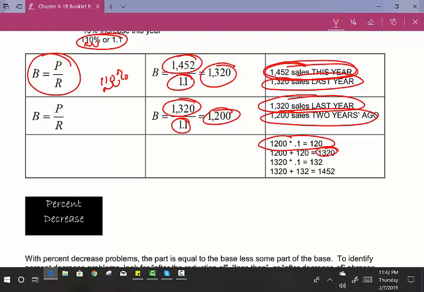of 1,320. Then I took 1,320 for that year's sales times 10% increase, or 0.1 after moving the decimal point 2 places left, meaning I sold 132 extra. Add that to last year's sales, and that gives us this year's sales of 1,452, the number of units I sold this year. So I was able to work through this particular problem to determine if I did it correctly. Okay, now let's switch gears and look at a percent decrease problem.